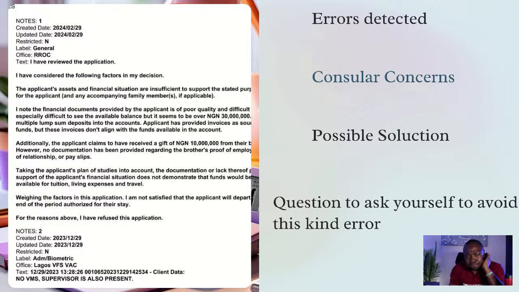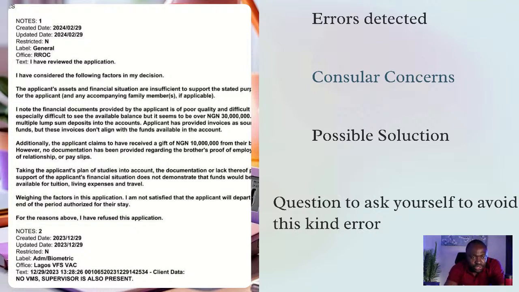Taking the applicant's plans of study into account, the documentation, or lack thereof, to support the applicant's financial situation does not demonstrate that the funds will be available for tuition, living expenses, and travel. Then, weighing these factors in this application, I am not satisfied that the applicant will depart at the end of the period authorized for their stay. For this above reason, I have refused this application.